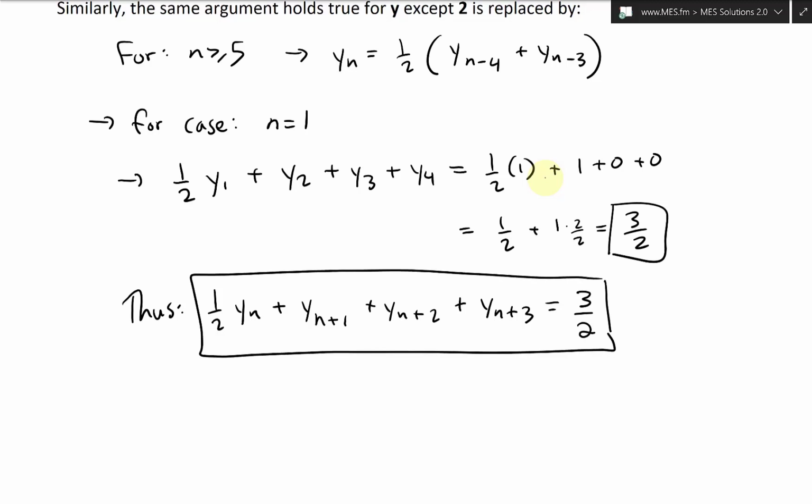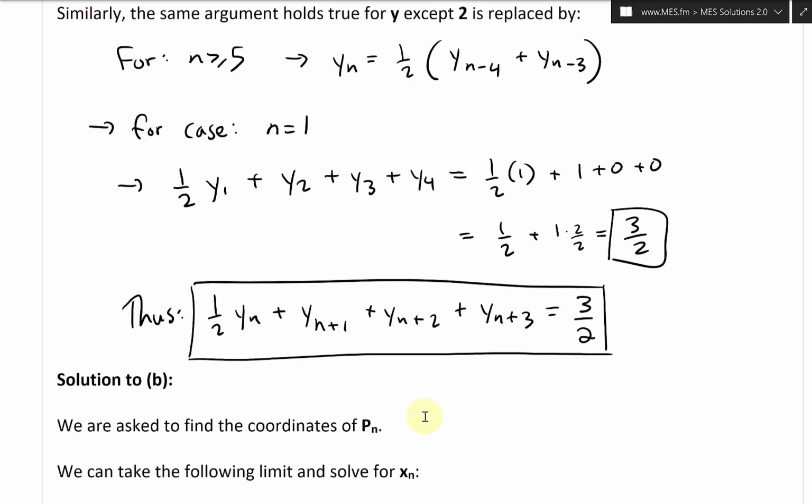like this. Alright, so now that we have this, I also just want to put a note: this is for all integers n greater than or equal to 1, because it applies for 1, 2, 3, etc. Alright, so we have this.